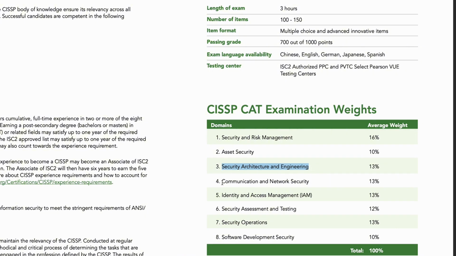The next part is communication and network security. This part is all about the network, how we are protecting our network flows within the organization. That means firewalls, routers, IDS, IPS, DLP, and any other thing within the network, and it comprises 13% of the total marks of CISSP.